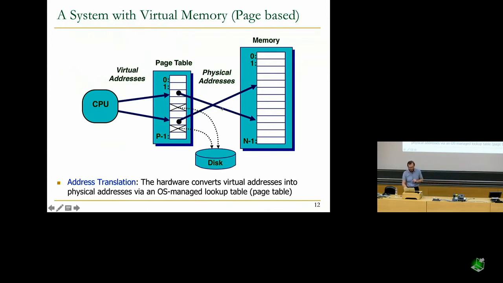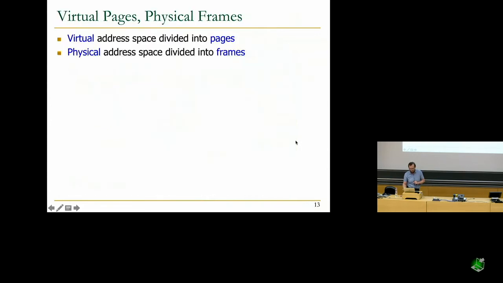Okay, but this way, you can have the illusion of a huge virtual address space while your memory is small. Essentially, you can have the illusion of the entire disk space or whatever you have over there, huge tape space, for example. But your memory can be really small. Okay, so let's define some terminology.